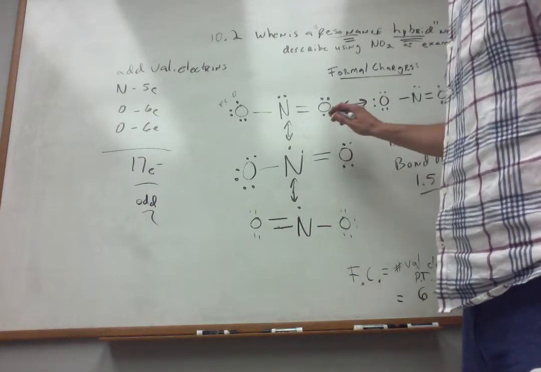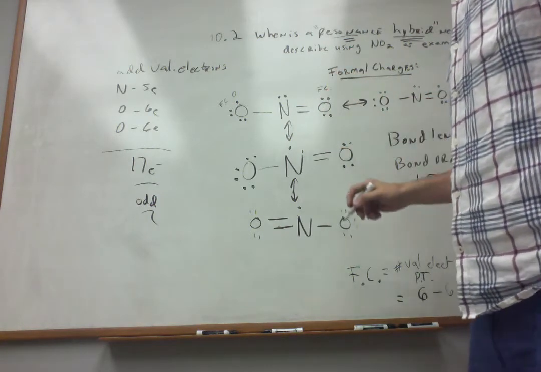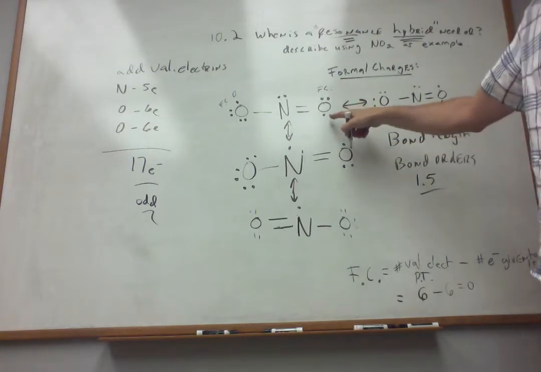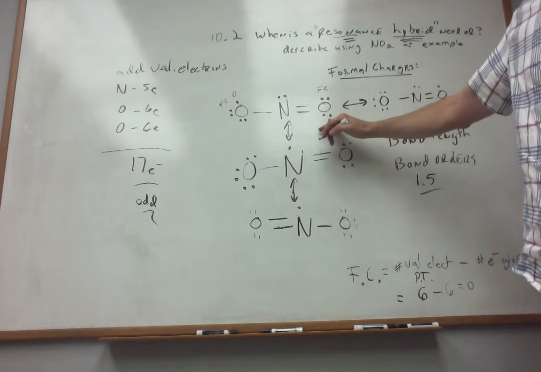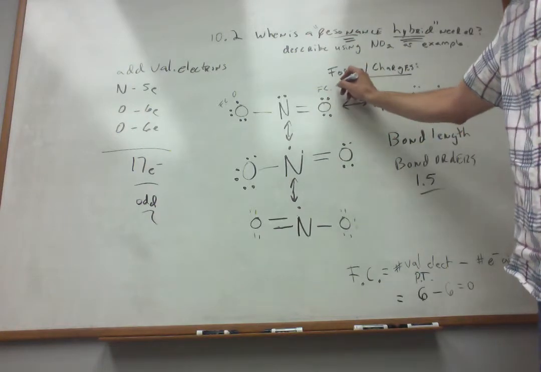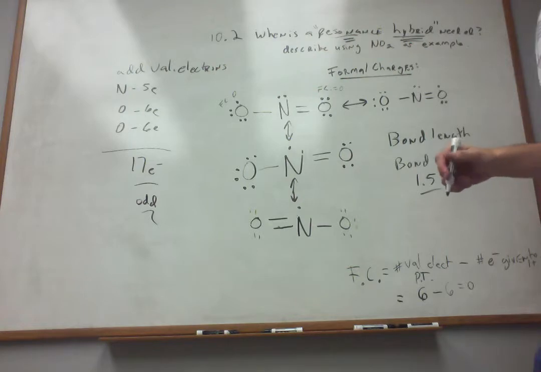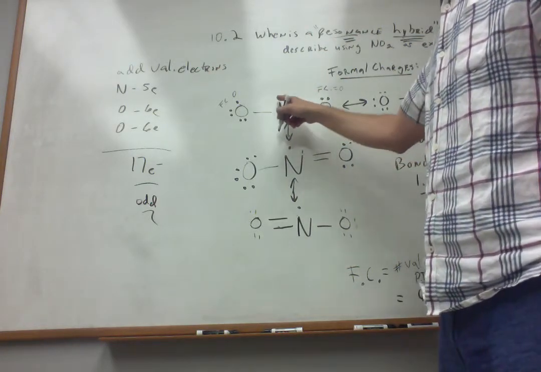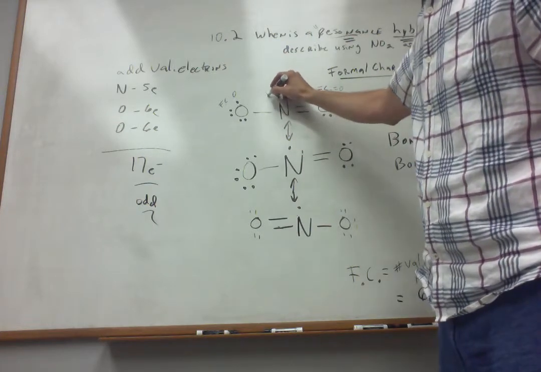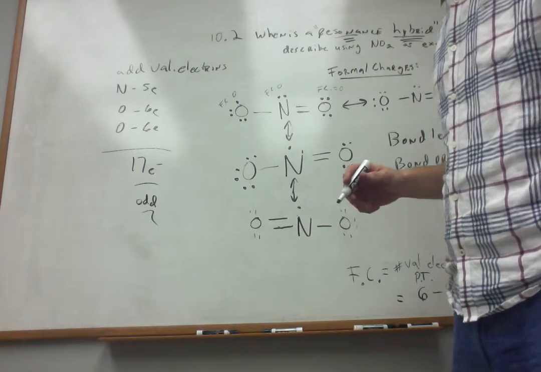Now, let's calculate the formal charge for this other oxygen. 1, 2, 3, 4, 5, 6. The placement on the periodic table says 6, so I also have 0 for that one. Now, what about the central nitrogen? 5 from the periodic table. 1, 2, 3, 4, 5. Well, okay, good. Formal charges are zeros. That's generally, again, a good thing.